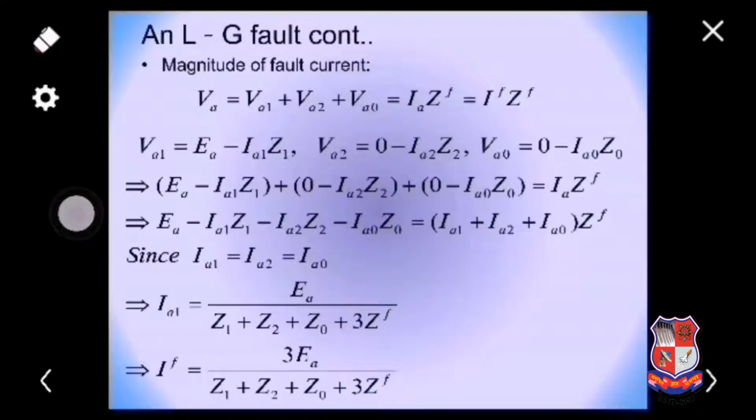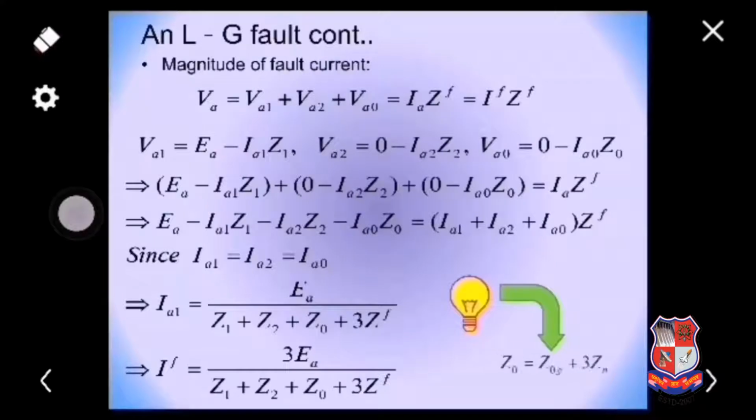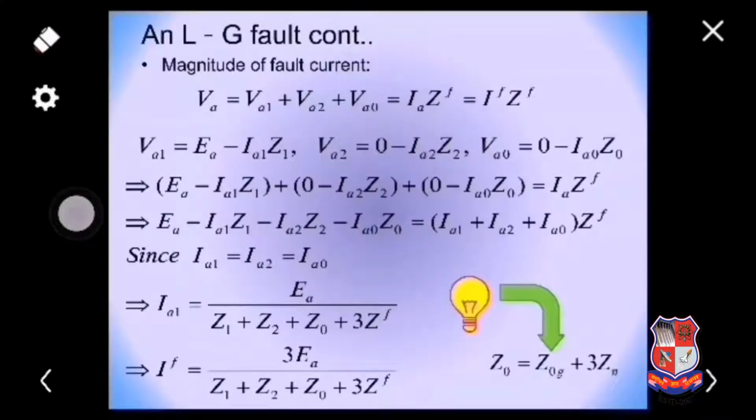It means the fault current is 3 times the sequence current. Why? Because your IA1, IA2, IA0 was equal to 1 upon 3 into IF, and that's why IF is 3 times EA upon Z1 plus Z2 plus Z0 plus 3ZF. Now do mind well, this Z0 is representative of the zero sequence impedance of the machine, and that is equal to Z0G plus 3Zn. Z0G is actually the synchronous machine's leakage reactance offered to the zero sequence current.